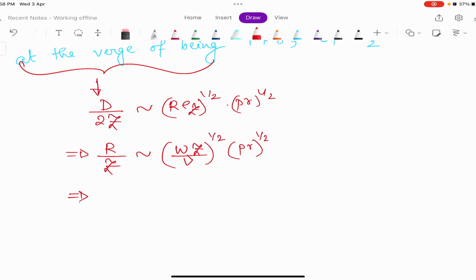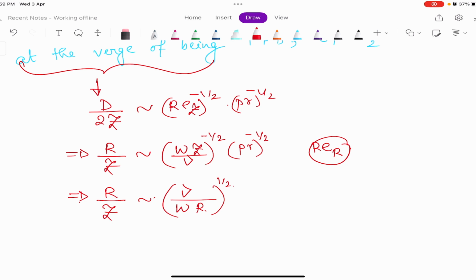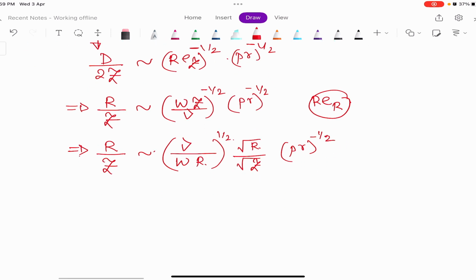So then I will be having, so here what I can do is, if I want to bring RE here, so this is REZ, so I want to bring RE based on R. Okay, so then what can I do? So I can take REZ here, that is okay. Sorry, this was minus half. Okay, so here I can write nu by omega into R whole to the power half. Okay, so I have brought here one root r, so I have to multiply one root r here, and here I was having a root z, and here I was having Prandtl number whole to the power minus half, right.